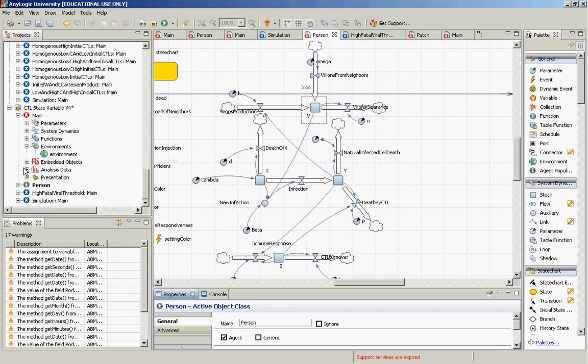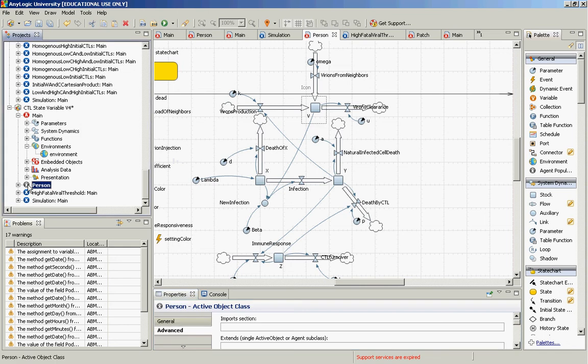Sometimes we have more than one main class, for example, if we want to examine alternative scenarios that involve alternative model structure. There's often one or more agent classes. In this case, we have a person agent class. There's only a single one. You'll find other models which have lynxes and hares, for example, or you might have deer, moose, and elk, if you're from my area of the world.